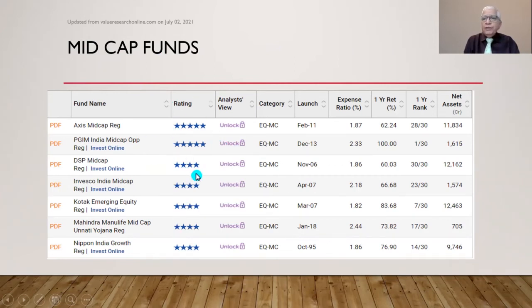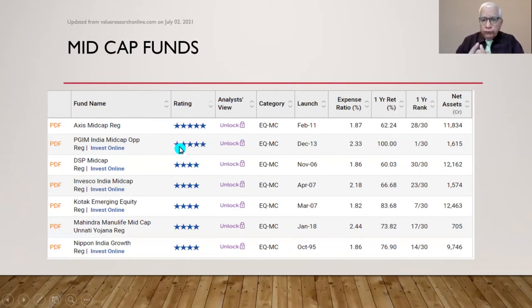This 5-star may become 4-star, or one of these 4-star funds may become 5-star. Okay. Now, in the mid-cap funds, the top 2 listed funds are Axis Mid Cap Regular and PGIM India Mid Cap Opportunities. I have listed only the regular category funds, not the direct funds. Direct funds will have a little higher return than the regular funds. Now, these 2 funds are the topmost listed.